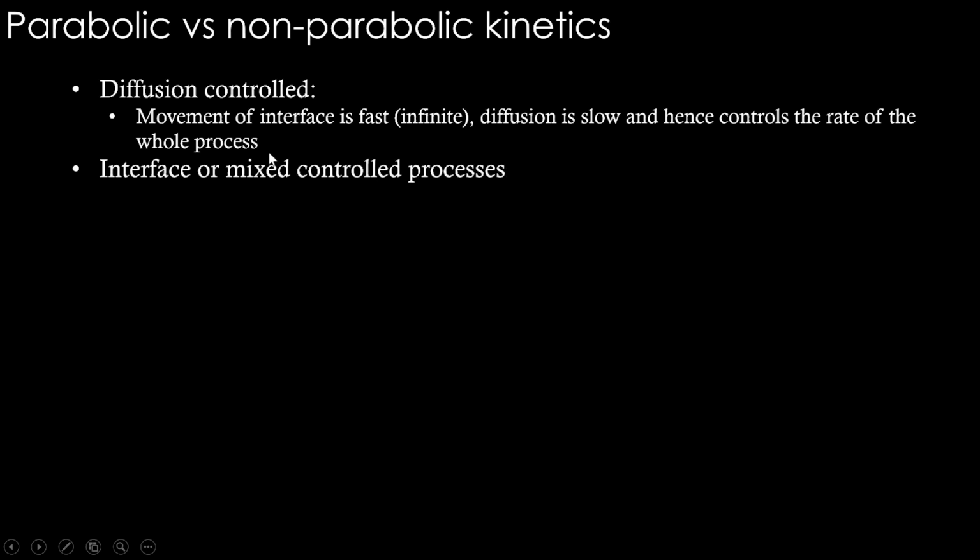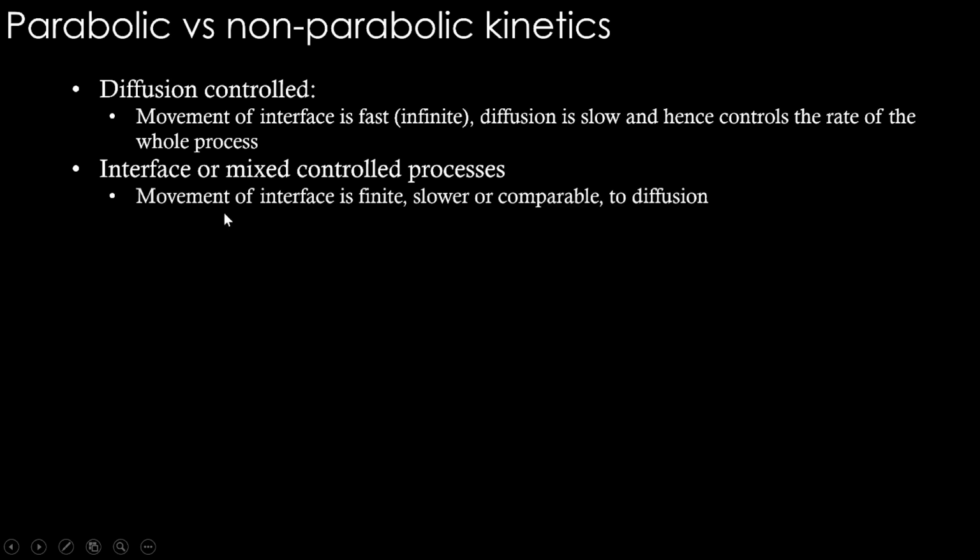Whereas in interface or mixed control, mixed means interface and diffusion control. In these processes, the movement of interface is finite, it is not infinite. It is slower, maybe significantly slower compared to diffusion, or comparable to diffusion. If it is significantly slower, we can say it is definitely interface controlled. If it is comparable, we say it is mixed control. So kinetics of the process in these cases will not be parabolic.